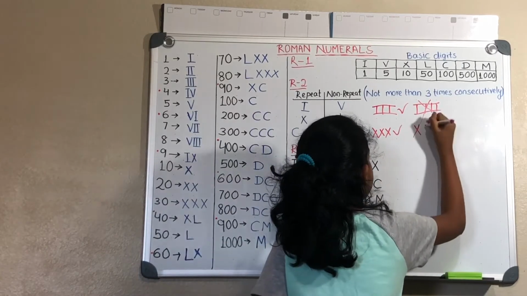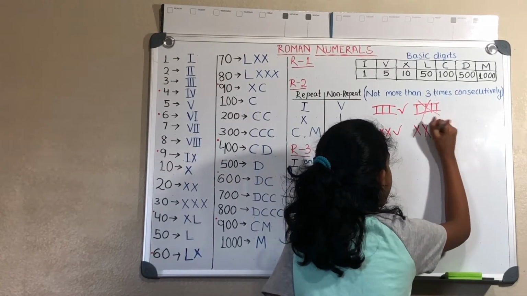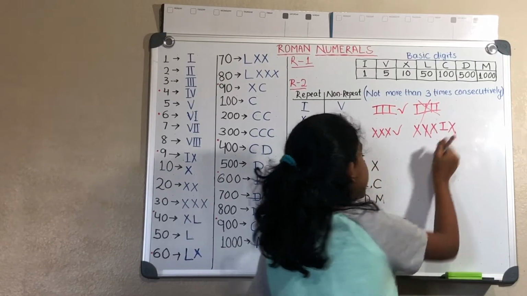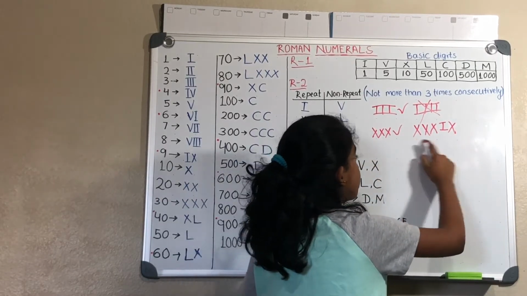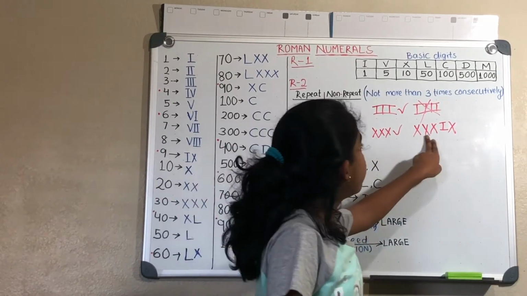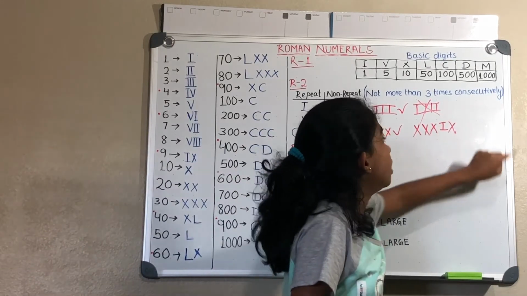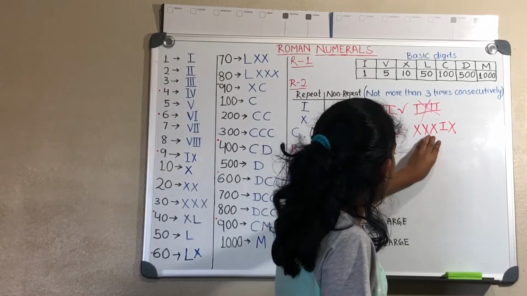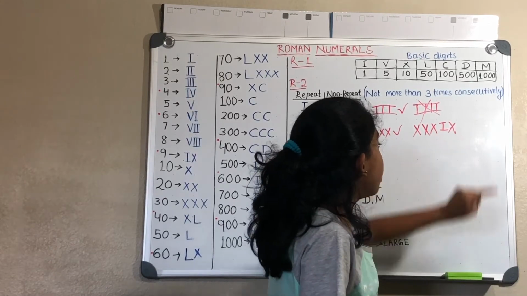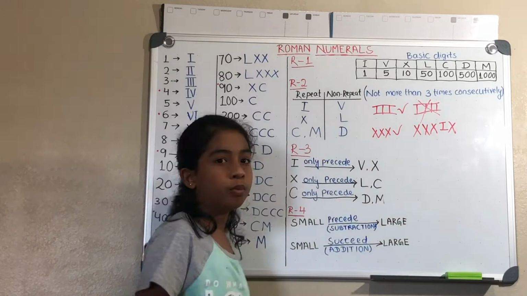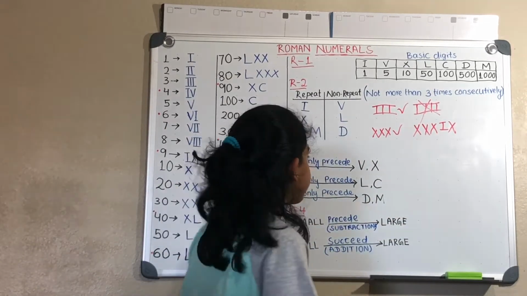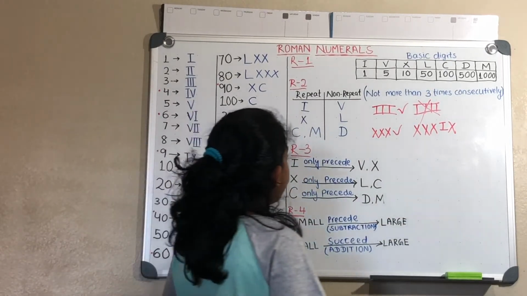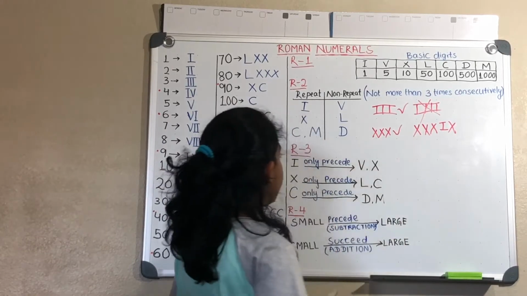But you can also write XXXIX, even though you're including 4 X's, they're not next to each other or consecutive. The 4 X's are separated out. The 3 of them are together and the other one is at the end of the line without another one with it. So that's the repeat side.